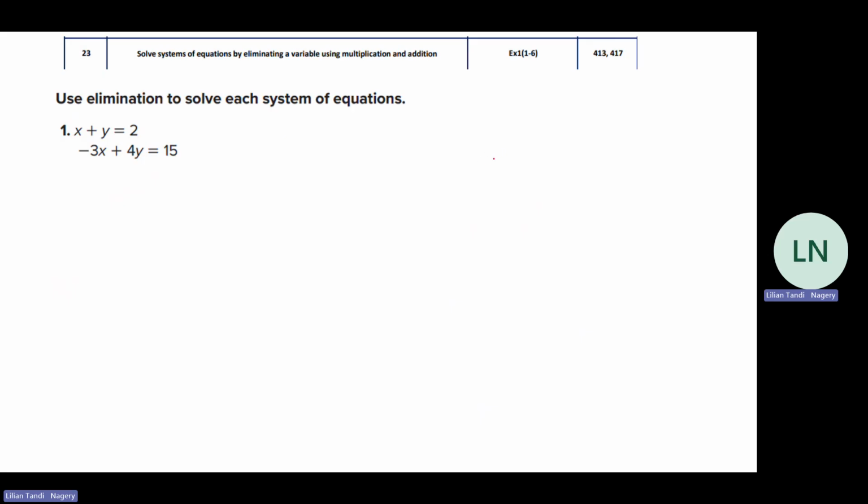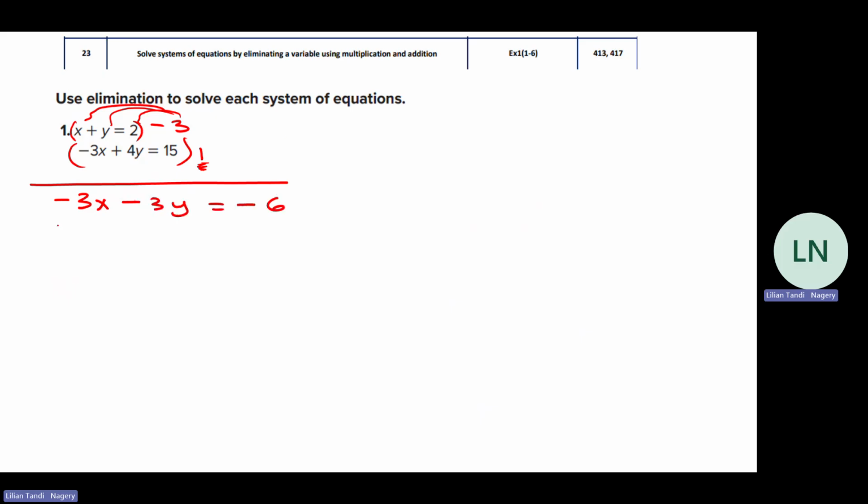Here I will eliminate x. I can also eliminate y, but I will eliminate x. So this is 1 and this is negative 3. I do distributive property here. Here I will not do distributive property because my coefficient is 1. If you multiply any value with 1, it stays the same. It does not change. Negative 3x, negative 3y equals to negative 6. Negative 3x plus 4y equals to 15.